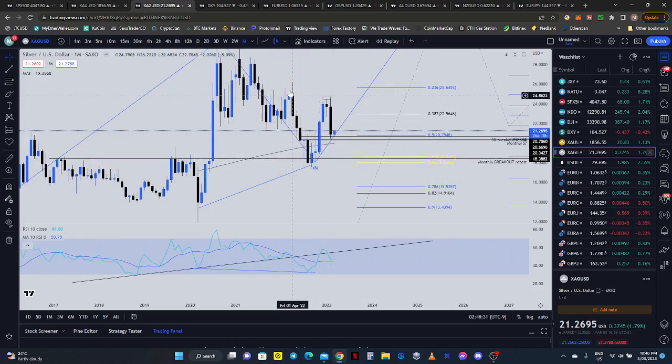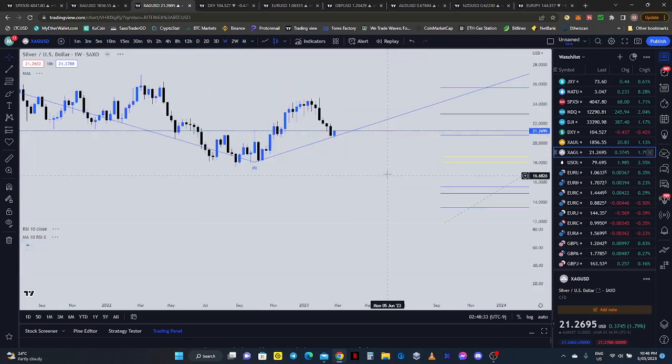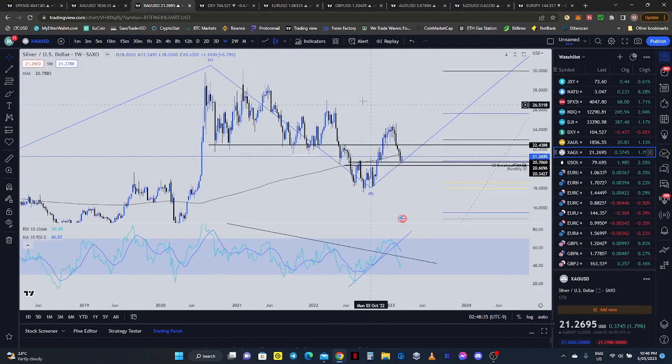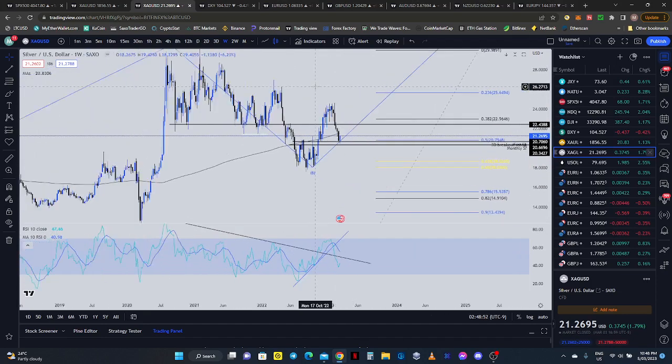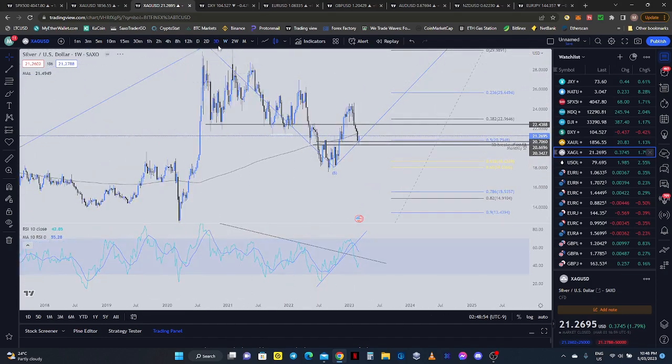And then we ran into that supply zone through here. And then if you check my video, I spoke about the sell coming, the sell on silver, with all these wicks going into the supply zone, and it was looking like we needed that correction. So I'll break it down.